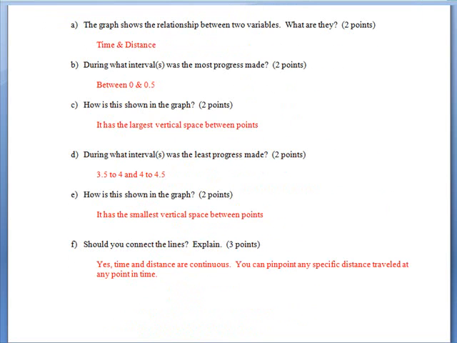And our explanation is time and distance are continuous. You can pinpoint any specific distance traveled at any point in time. This concludes the Variables and Patterns Test 1 review, problem number 3.